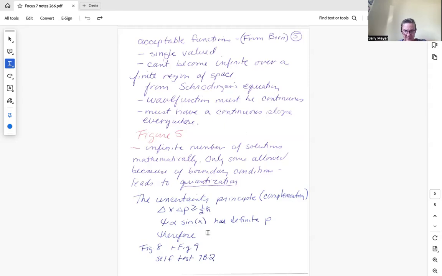So let's look at these figures. Okay, so different sine functions. This is hard to understand at this point, but we'll see when we solve the Schrodinger equation for translational motion that the solutions are sine functions. And if the solutions are sine functions, that means that the sine function has a definite momentum. And if it has a definite momentum, then we can't know anything about the position. So let's look at these two figures.